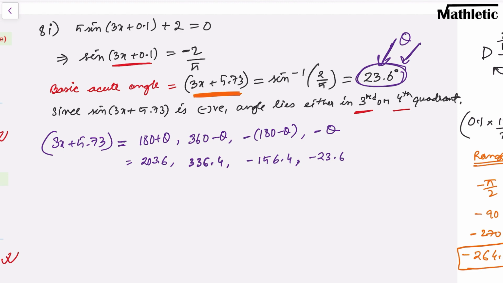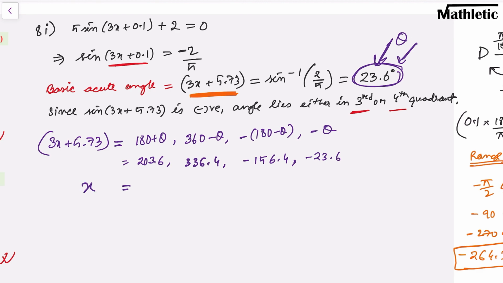Next, I will just try to find the values of this. So this is actually the values of 3x plus 5.73. I need to find the value of x, right? So next, I will just subject this. So x equals (203.6 minus 5.73) divided by 3, right? So with each of these values, you just deduct 5.73 divided by 3, as in I am subjecting x. That's it. I'm not showing the detailed steps. I'm just using the calculator and writing the values.